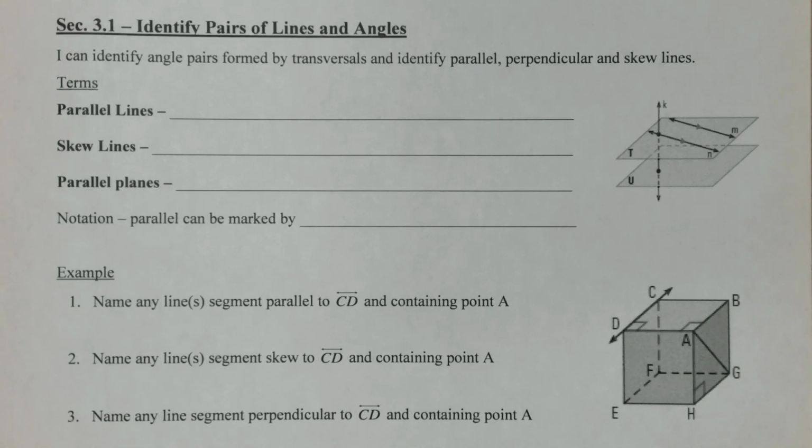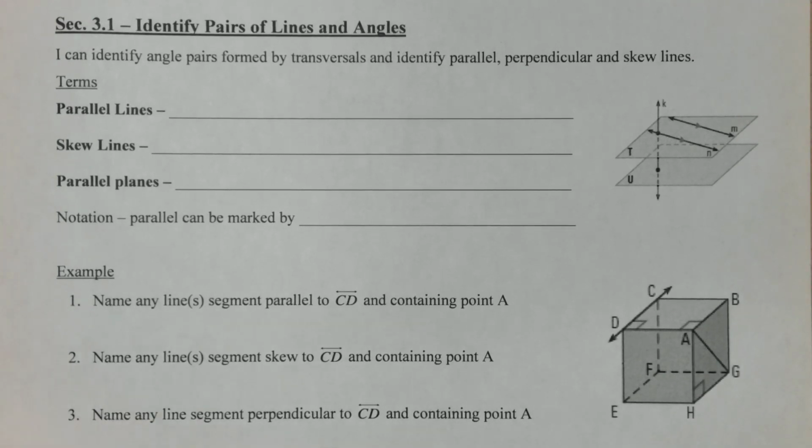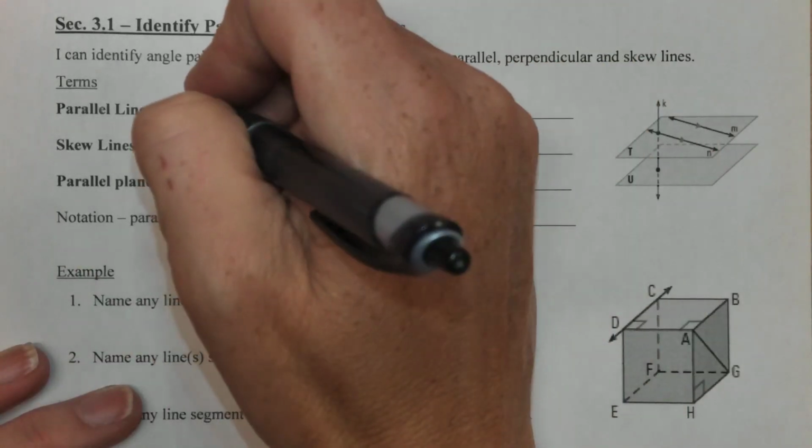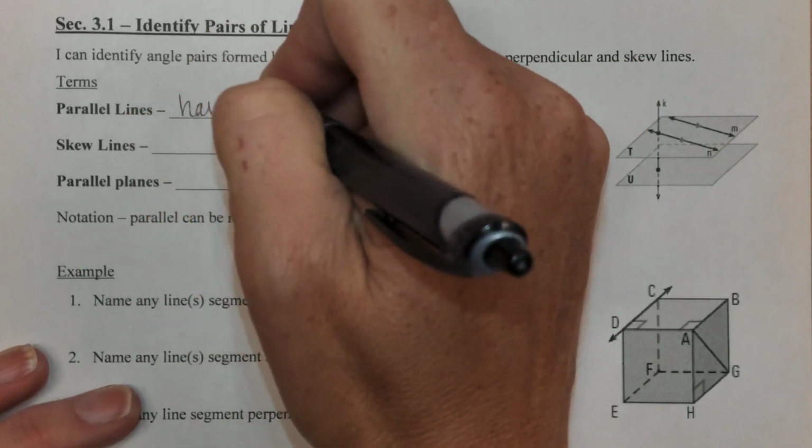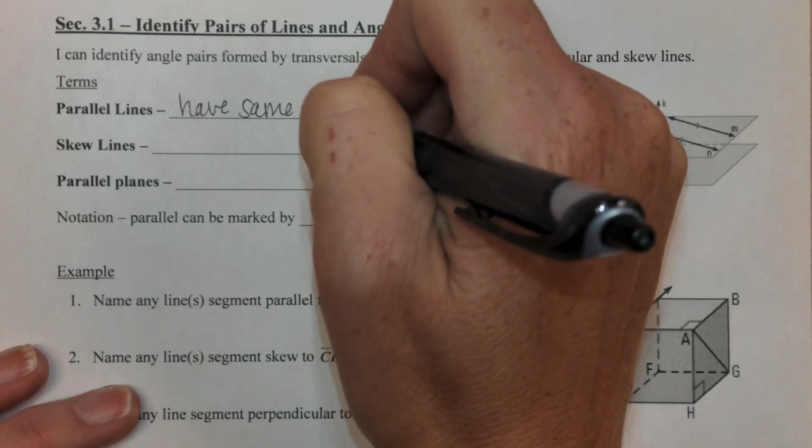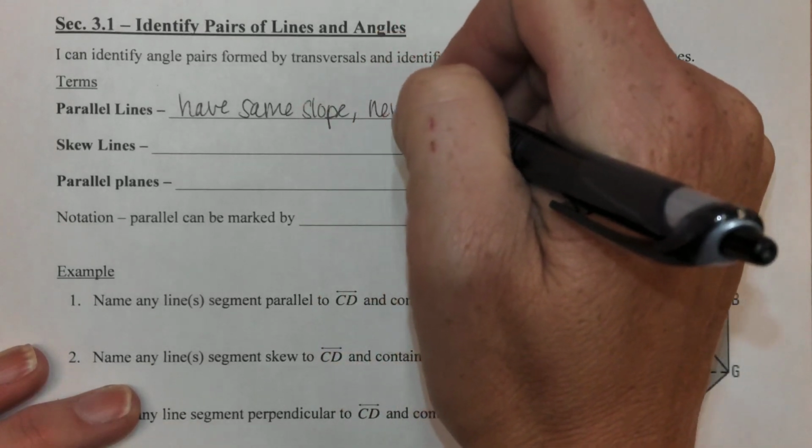Okay, this is section 3.1, and today we're going to be talking about a bunch of different types of angles and different lines that we can have within pictures. So first off, we're going to talk about parallel lines, which we did last chapter, in chapter 3.4. And parallel lines just have the same slope, and they never touch, they never intersect.